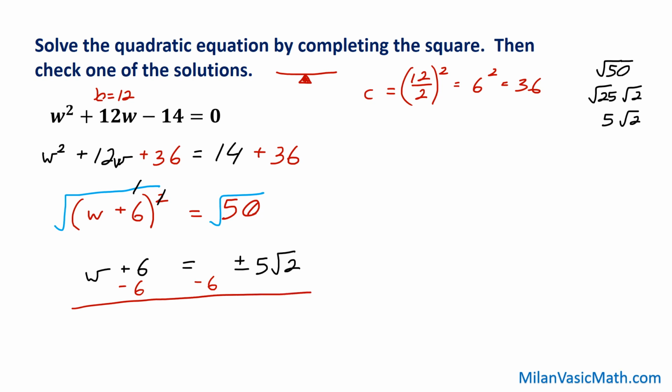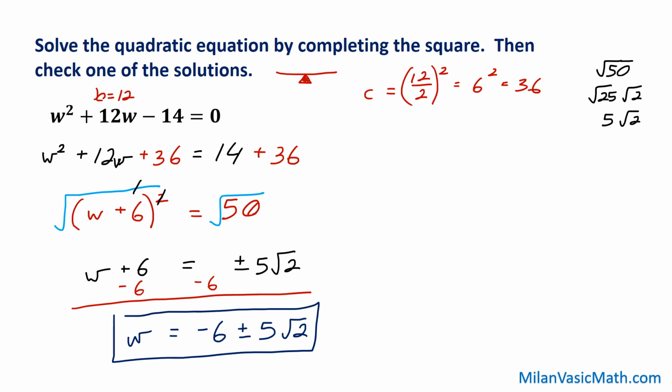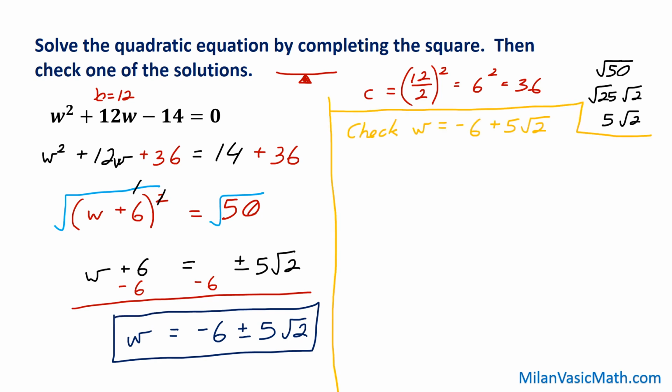And the final answer is w equals negative 6 plus or minus 5 radical 2. The solution I will check is negative 6 plus 5 radical 2. So it will be substituted for w, and go ahead and do that first.